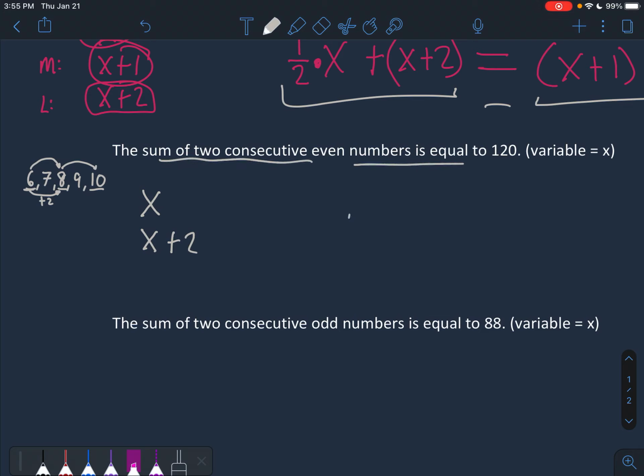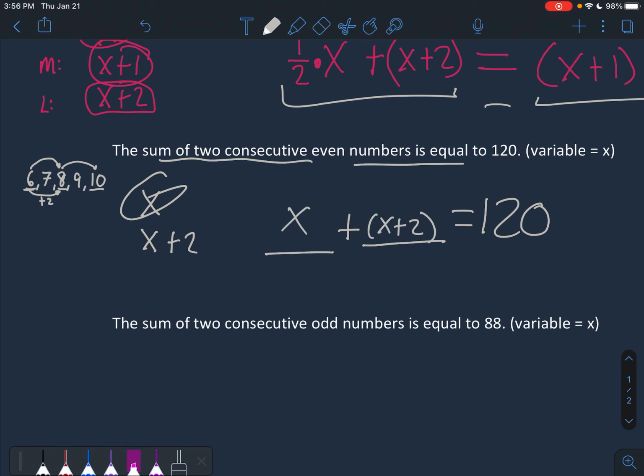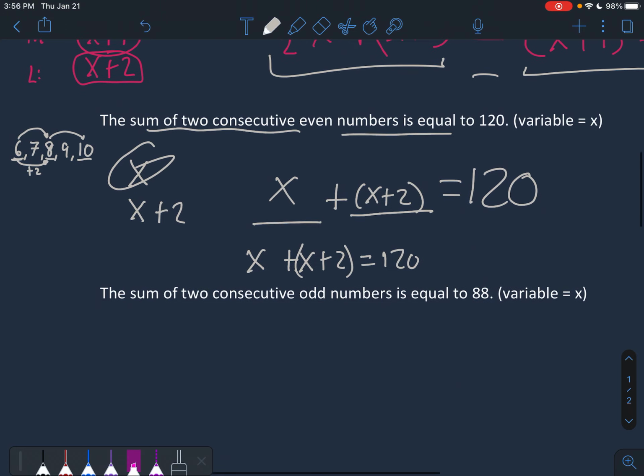The sum of two consecutive even numbers, the sum of two things, is equal to 120. And what are those two things? Those two things are consecutive even numbers, the number x and the number x plus 2. So my first number is x, the next even number is going to be 2 above it, and we'll just use parentheses to keep that number together, is going to be equal to 120.